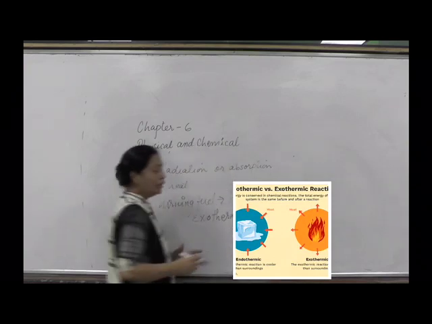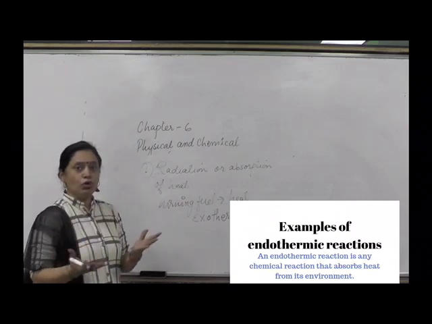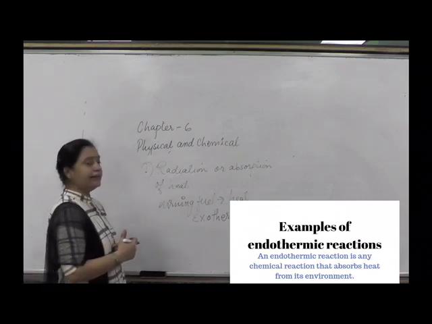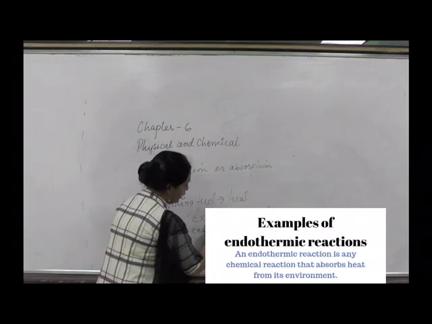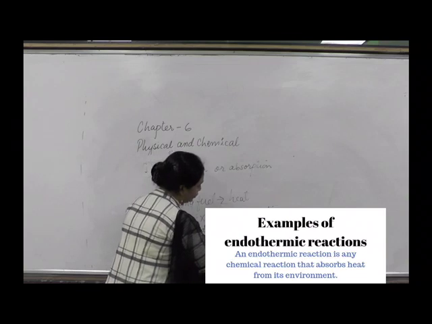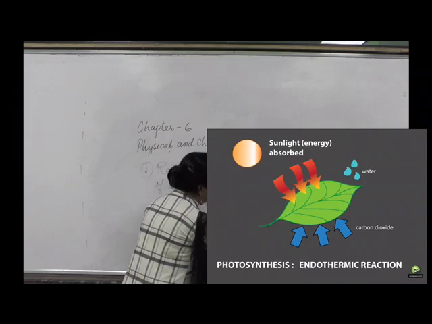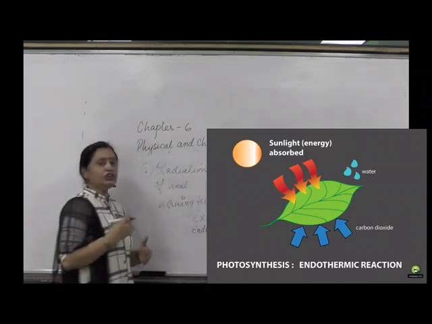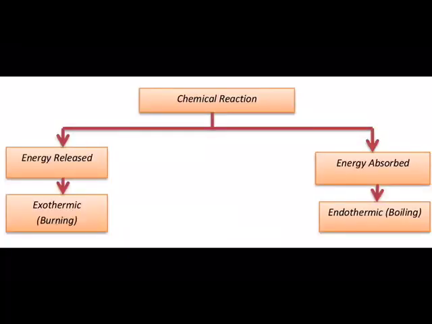And when heat is absorbed by the reactants to produce a new substance, that is called an endothermic reaction. So these are the two things which happen during a chemical change: either the heat will be absorbed or radiated as the new substance is formed.